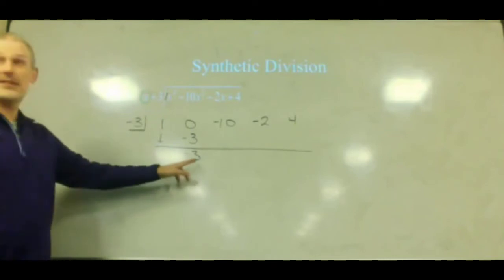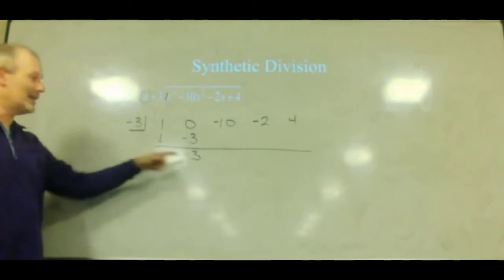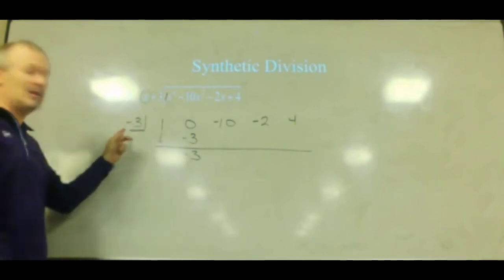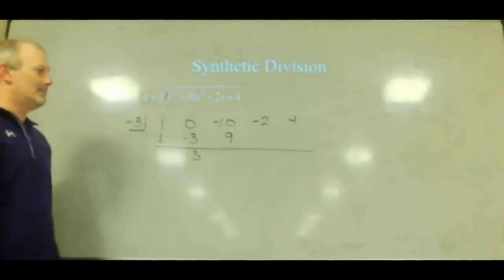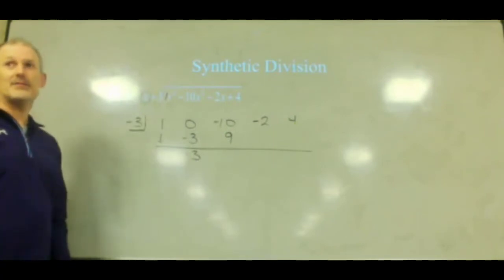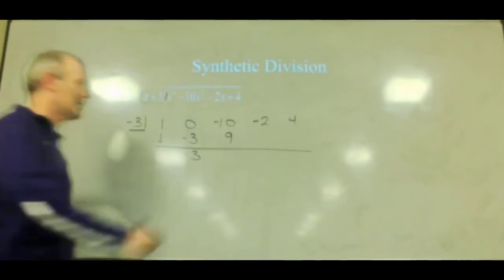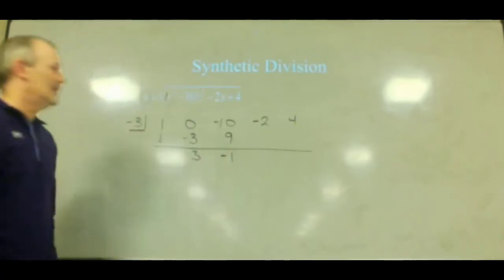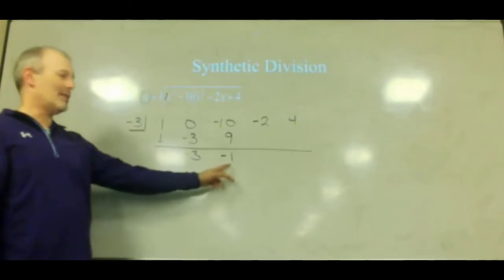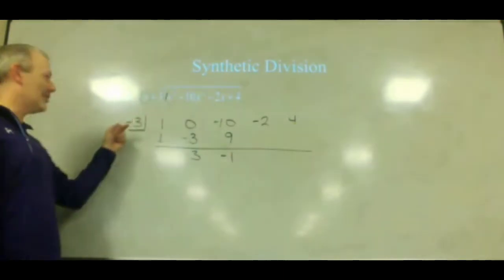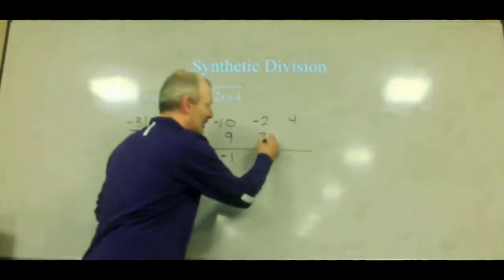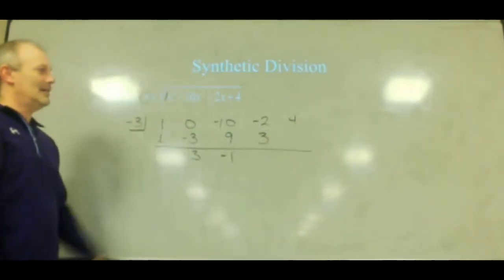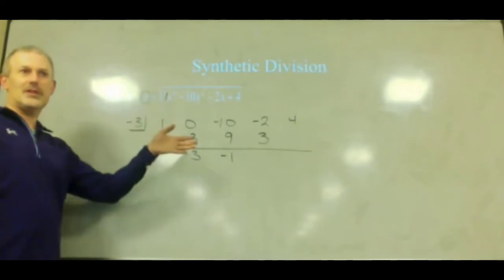So then we take this -3 on the bottom and multiply by the corner. So -3 times -3 is +9. That goes underneath the next number. And then we're going to add them. -10 plus 9 is -1. What do you think we're going to do with this -1 on the bottom? Multiply by the corner. So -1 times -3 is +3. That goes underneath the next number. -2 plus 3 is 1.